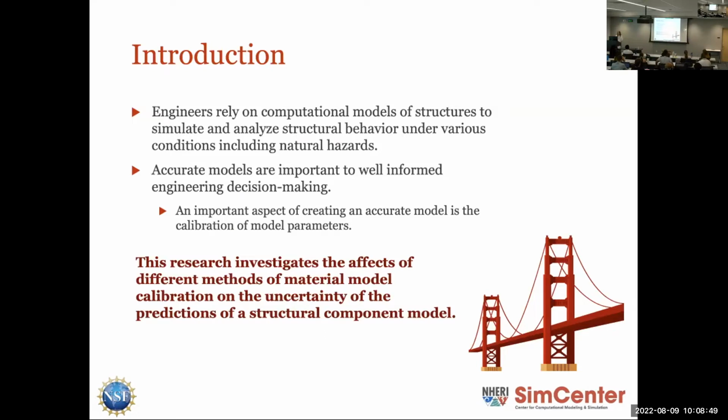So engineers rely on structural models to simulate and analyze structural behavior under various loadings. In this case, I'm focusing on dynamic loadings from earthquakes. Accurate models are very important to well-informed engineering decision-making and setting engineering standards. One important part of creating an accurate model is having well-calibrated model parameters that accurately represent the features of the material you are simulating. So this research investigates the effects of different methods of material model calibration on the uncertainty of the predictions of a structural component model that is incorporating this material model.